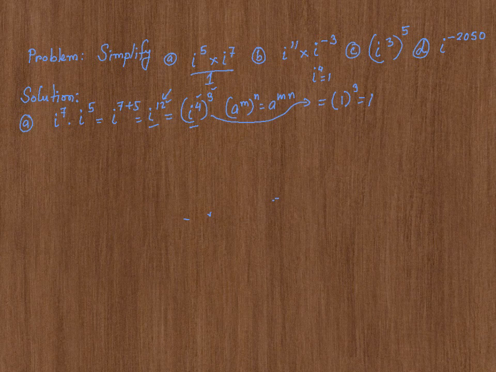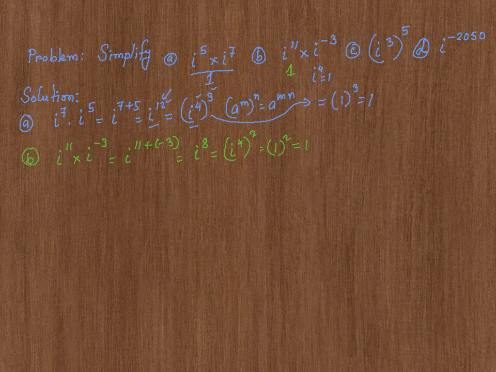Now let's go ahead and do the second one. So problem B is i to the power 11 times i to the power -3. By the way, this is the same as i to the power 11 plus -3, which is the same as i to the power 8. But i to the power 8 is a multiple of 4, so it's going to be just 1, but I'm going to write it out as this, i to the power 4 whole square. 4 times 2 is 8, but I know i to the power 4 is 1, so 1 whole square is going to be just 1. So this is going to be just 1.